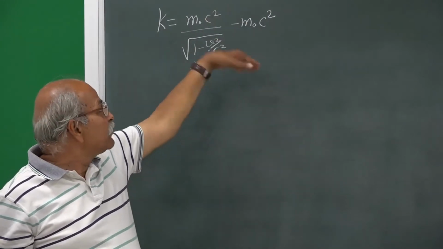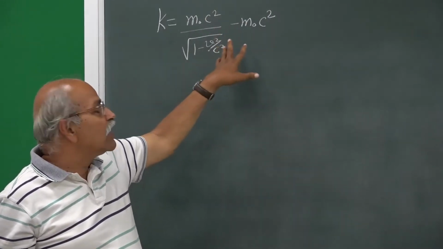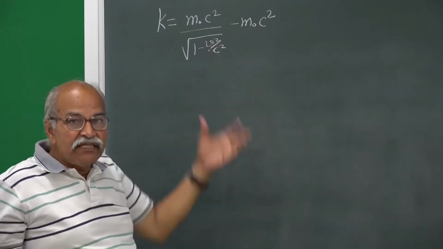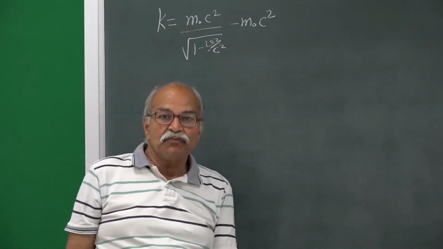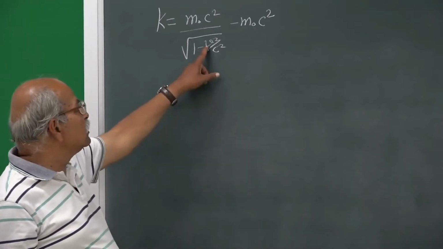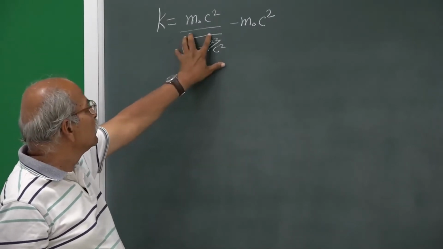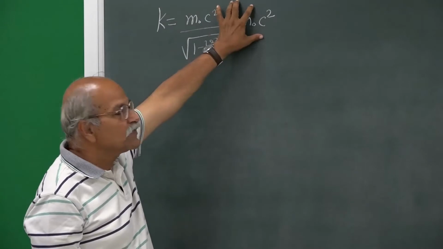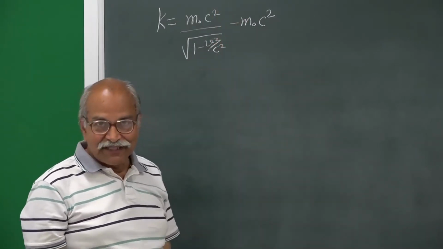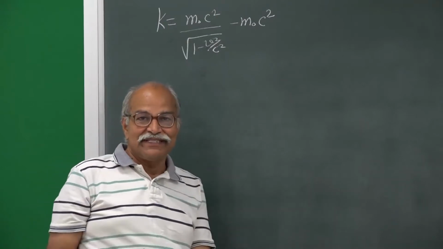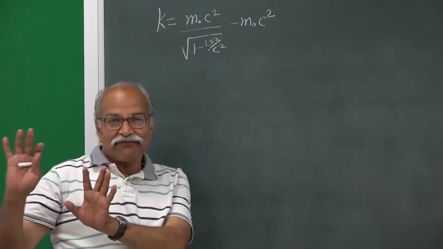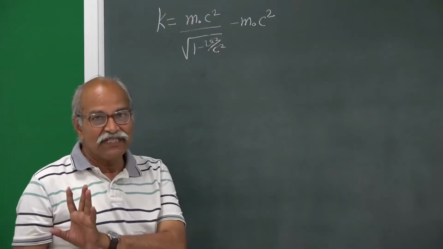Now, what happens if the speed of the particle is small as compared to c? If v is 0, the particle is not moving, kinetic energy should be 0. So, if you put v equal to 0, then this is 1 and m naught c square minus m naught c square is 0. So, at v equal to 0, this equation is fine. But for small velocities, non-zero speeds, I should get our familiar expression half m naught v square.